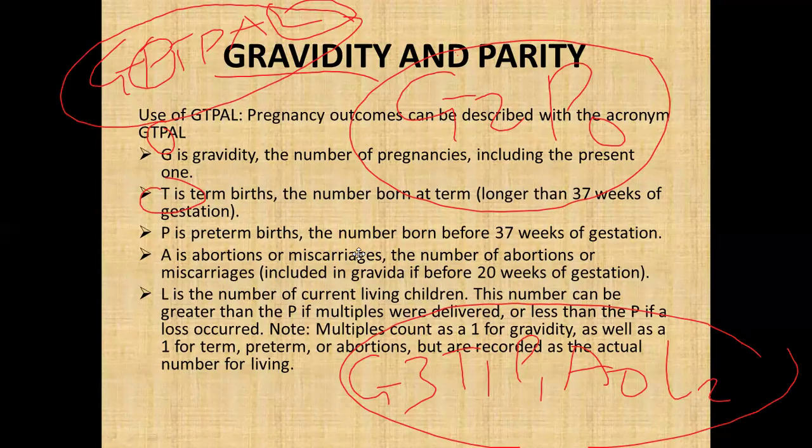Then you have P1. I said this P represents preterm, and preterm birth is any birth between 20 and 37 weeks of gestation. If someone gives birth within that duration, it is termed preterm. The person had not had any abortion or miscarriage; that is why A is 0. And then the L is 2. When you add the number of term children and preterm children, you get 2.